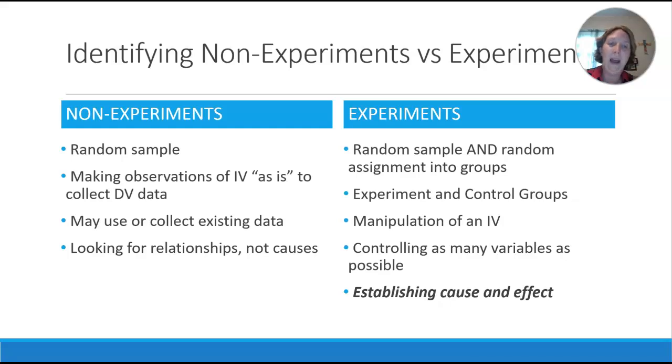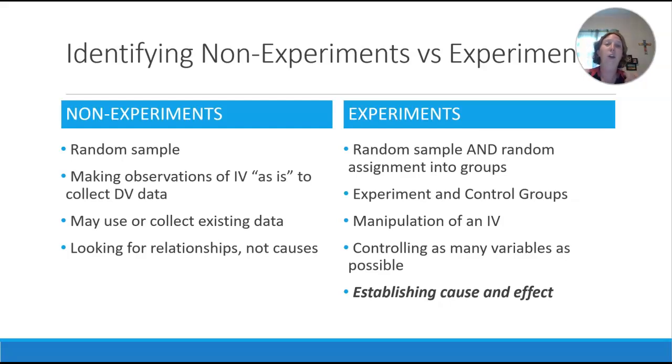In experiments, you have to have these things on this list. You have to have a random sample of your participants, and then you have to randomly assign them into groups. You need to have both an experiment group and a control group to compare them to. You need to be manipulating that independent variable, and you need to be controlling as many variables as possible, like maybe the size of the coffee. Everybody needs to get 8 ounces, whether it's placebo or the real coffee. It needs to all be in the same cup so no one can see in it and think it looks different. You need to control the time of day they drink it. All these sorts of things.